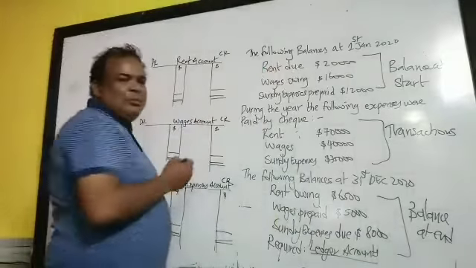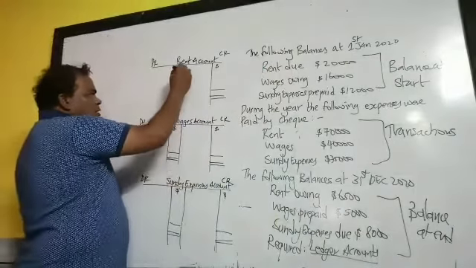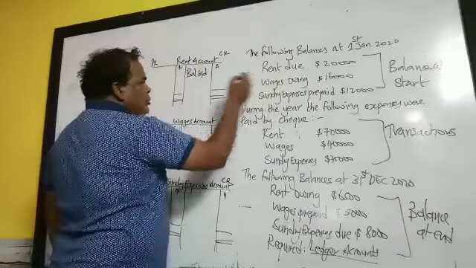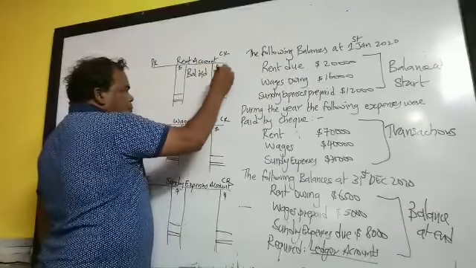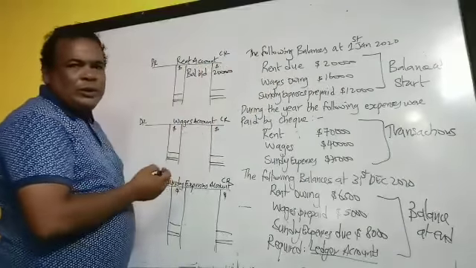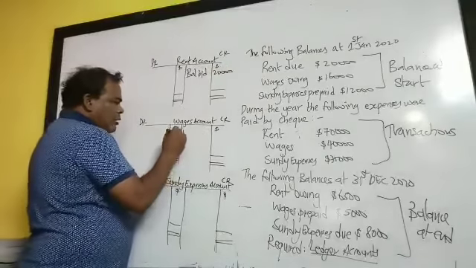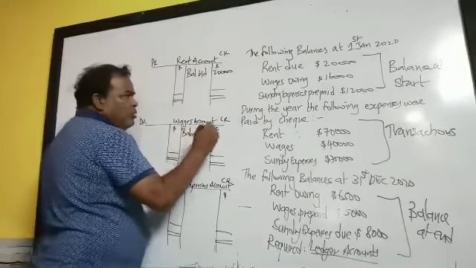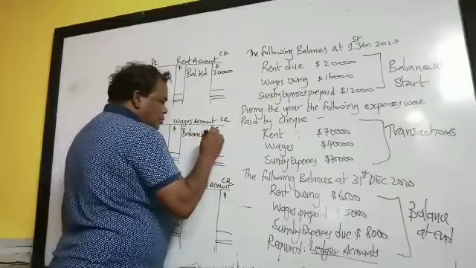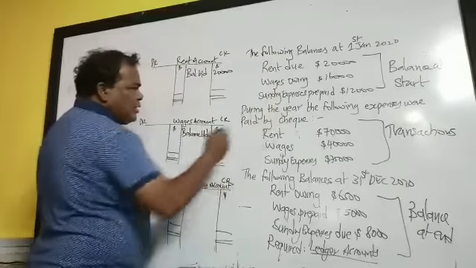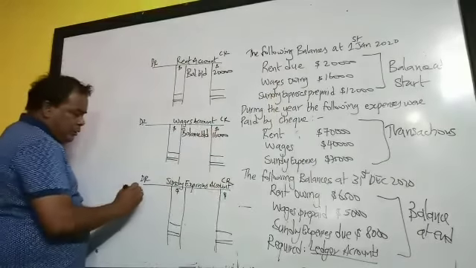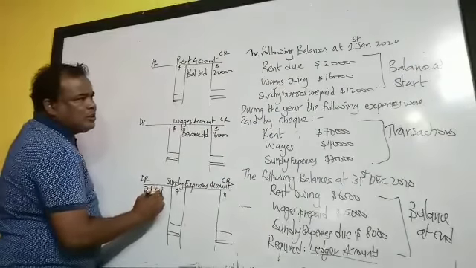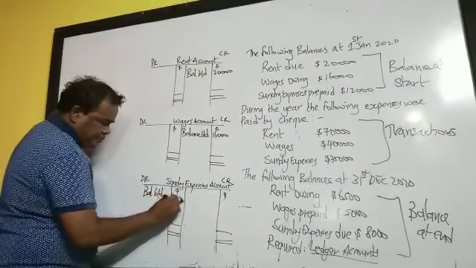So we know that all balances which are at the start should be recorded above the total. Rent due, a liability, will be on the credit side above the total. We'll have the balance for rent due, 20,000. Wages owing, a liability, again we will have a credit balance above the total. Balance BD, how much? 16,000. And then we have sundry expenses prepaid, an asset; prepaid will be on the debit side. Balance BD, how much? 12,000.